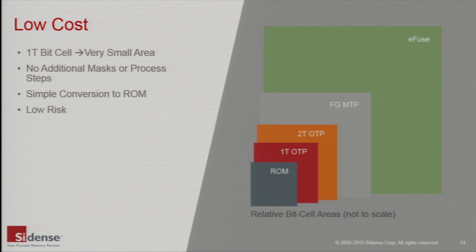Once you've converted OTP to ROM, that eliminates the programming. So again, you can have a reduction in programming time, which equals cost. All of these factors contribute to the cost effectiveness and lower risk of using a 1T OTP solution.